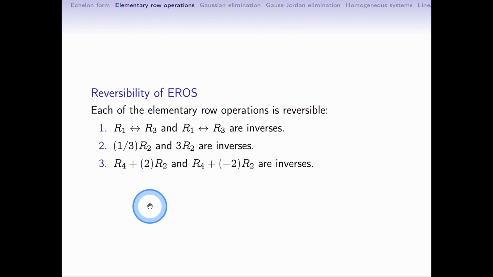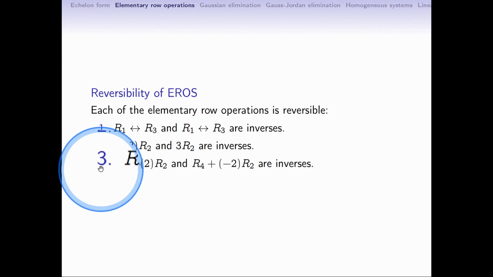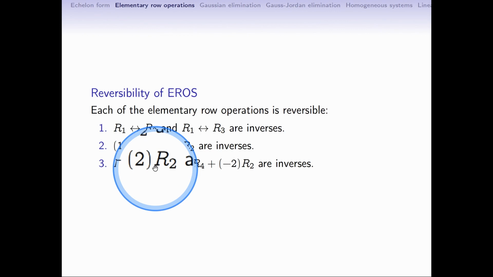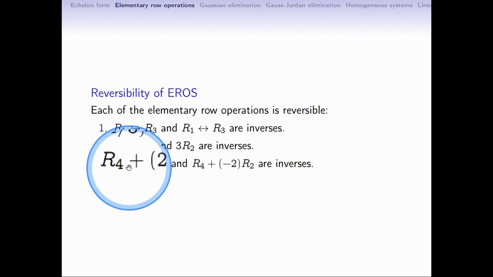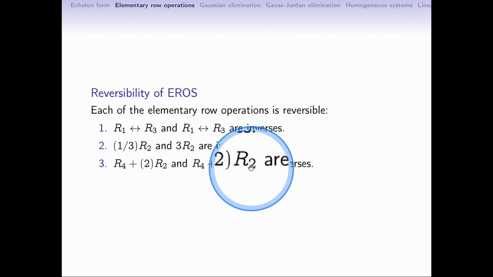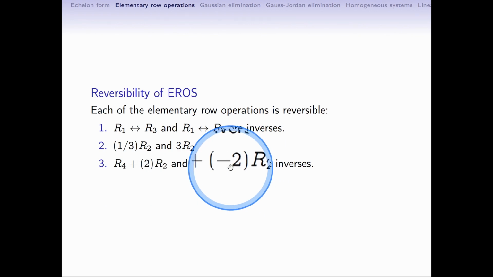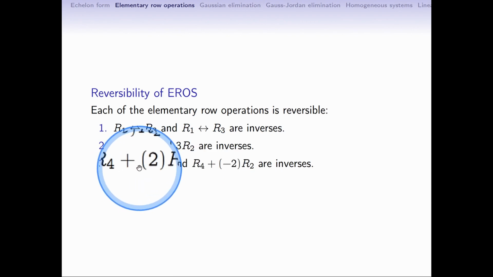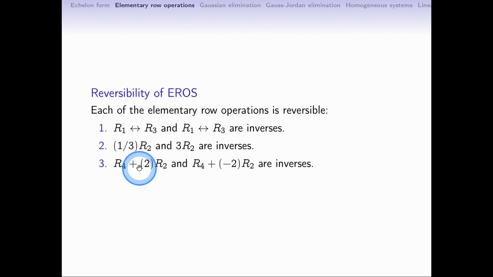Now, this one's a little more difficult, but we can handle this. This is a type 3 operation. In this notation, I'm making a copy of row 2, scaling it by a factor of 2, and adding it to row 4. If I want to undo that, I can simply take a copy of row 2, now multiply by -2, and add that onto row 4. And that will undo the effect of this first elementary row operation. So each and every elementary row operation can be inverted or reversed by another elementary row operation of exactly the same type.